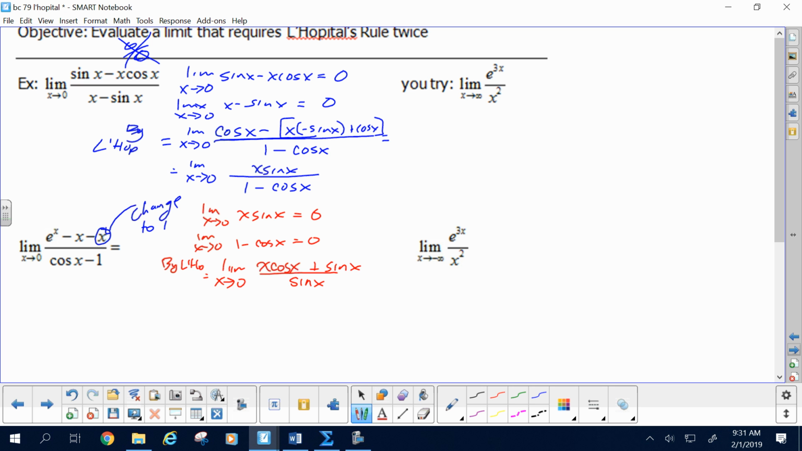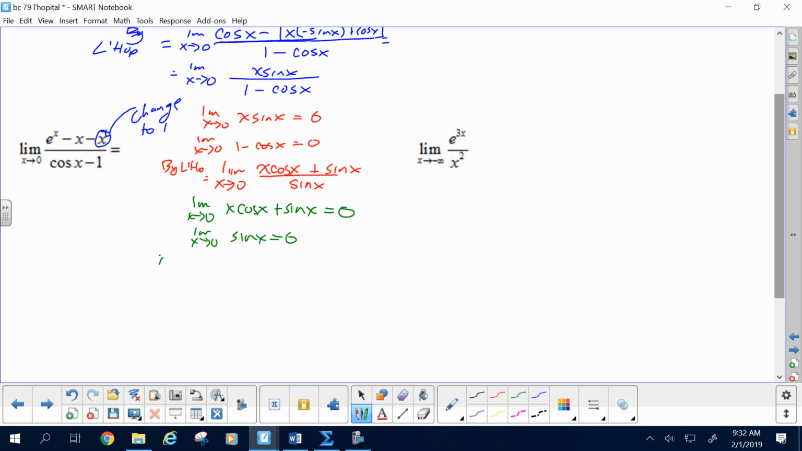The top, what does it go to? 0. The bottom, what does it go to? Also 0. So sadly, we're going to do L'Hopital a third time. The limit as x goes to 0, x cosine of x. Probably should have started you with just a double L'Hopital instead of a triple. Or maybe it'll be quadruple. Who's to say? X cosine of x plus sine of x goes to 0. The limit as x goes to 0 of sine of x goes to 0. Do you have room on this in your notes?